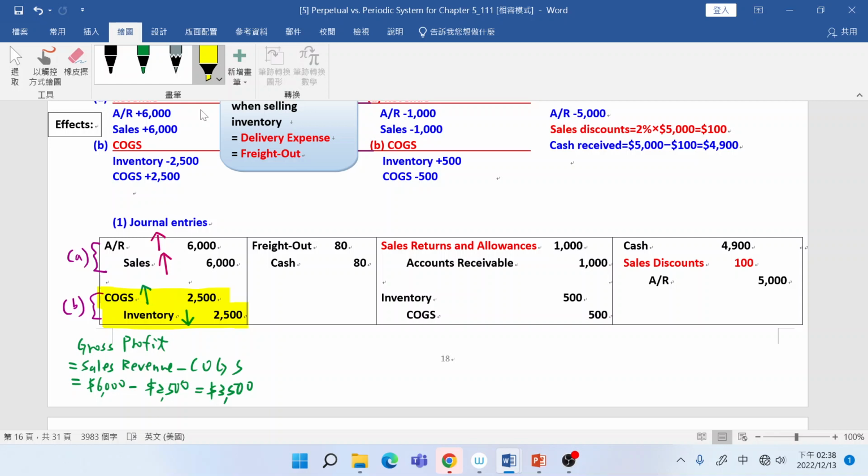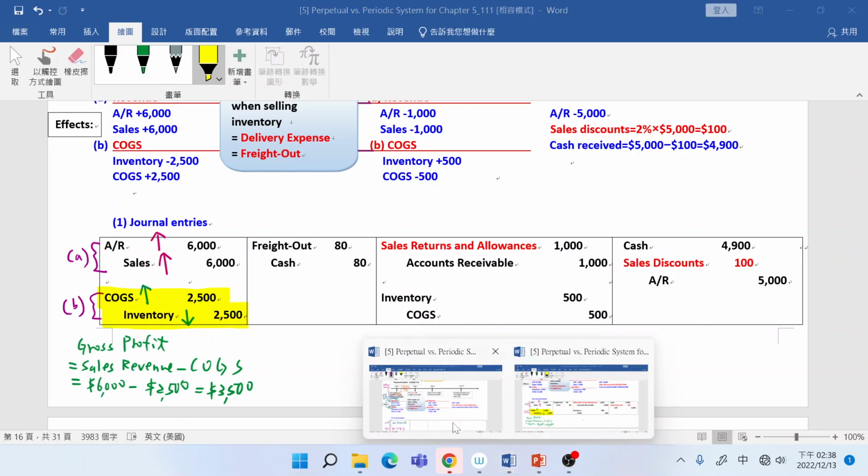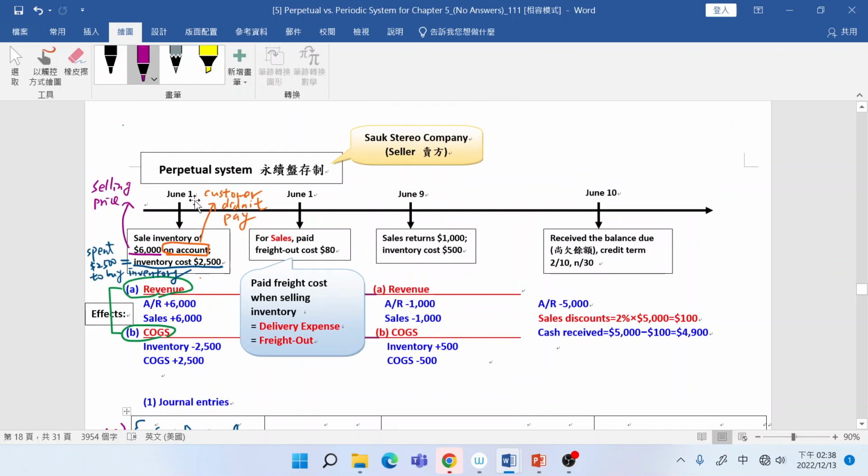No problem? Okay, so we've done the first one. When we sell inventory to customers, don't forget you earn the revenues. Also, you have expenses, cost of goods sold increase. What next? Look at the second transaction. What happened?